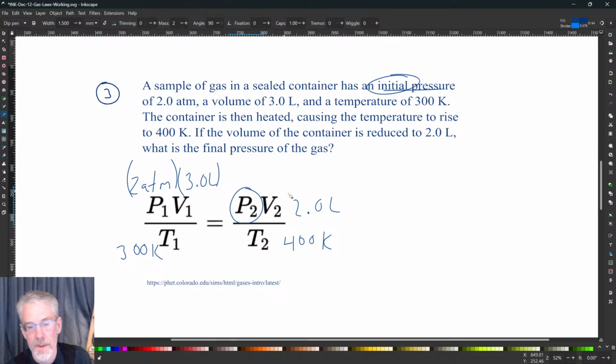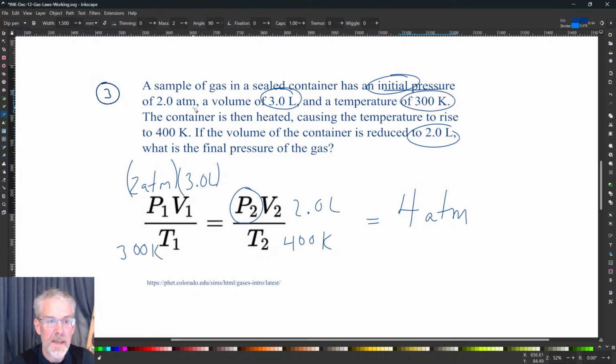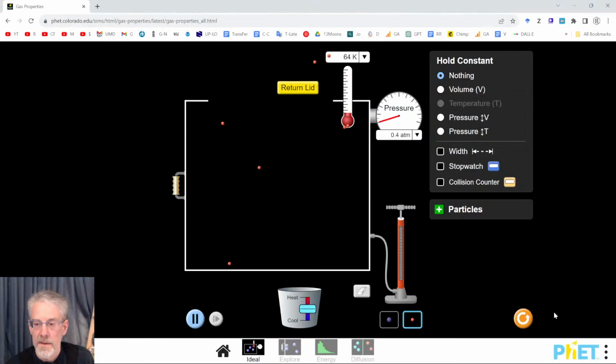So you have to do all the algebra for that. When I did this one earlier, I ended up with 4 atmospheres. Should be 4.0 since we have that many significant digits there. So we could leave it at 4 atmospheres though. So does that even make sense? If we go from 3 to 2 liters, we made the volume smaller. We decreased the volume and we increased the temperature. So let's look at that and see what that looks like. So let's clear this out.